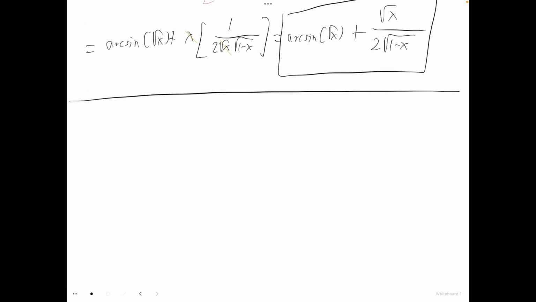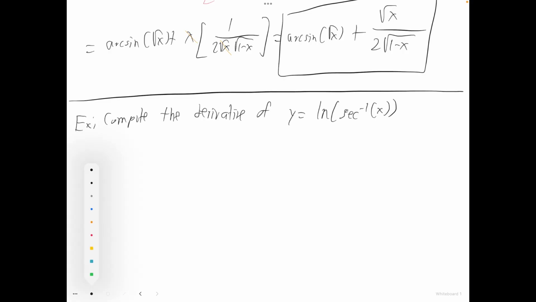So one more example to look at. So now we want to compute the derivative of y equals ln of secant inverse of x. And so this is a composition of functions. Our outer function is ln of x, and our inner function is secant inverse of x. The derivative of ln of x is 1 over x. The derivative of secant inverse is 1 over x square root of x squared minus 1.